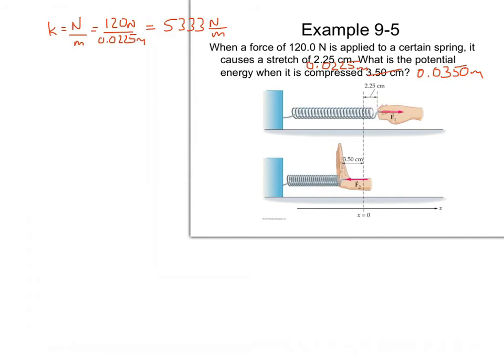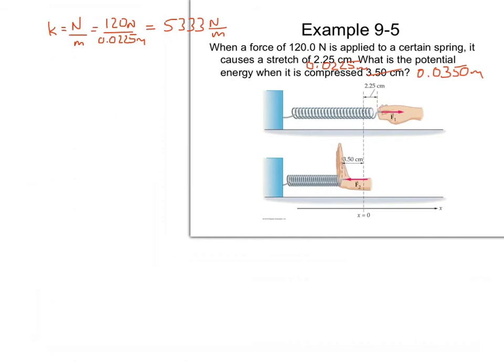That's a lot of newtons if you stretch a meter. Of course, a meter is quite a long distance too. Have you ever really stretched a spring a meter? So it seems like a lot, but maybe it isn't. But that's our spring constant, 5,333 newtons per meter.